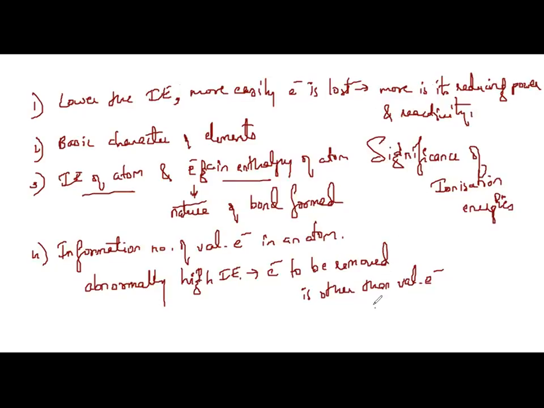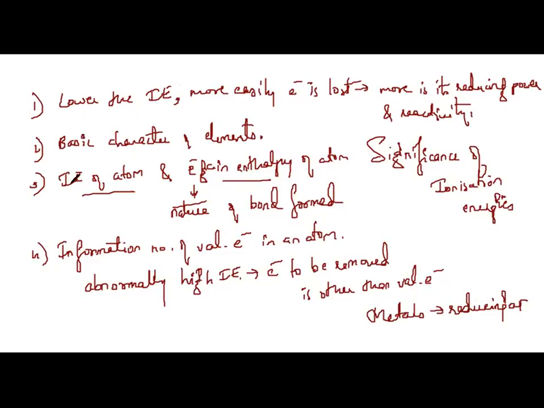That's the reason we say metals are reducing agents. They can be used as reducing agents. They have the reducing power. And it tells us about the basic character of the elements. It gives a rough estimate about the basic character.